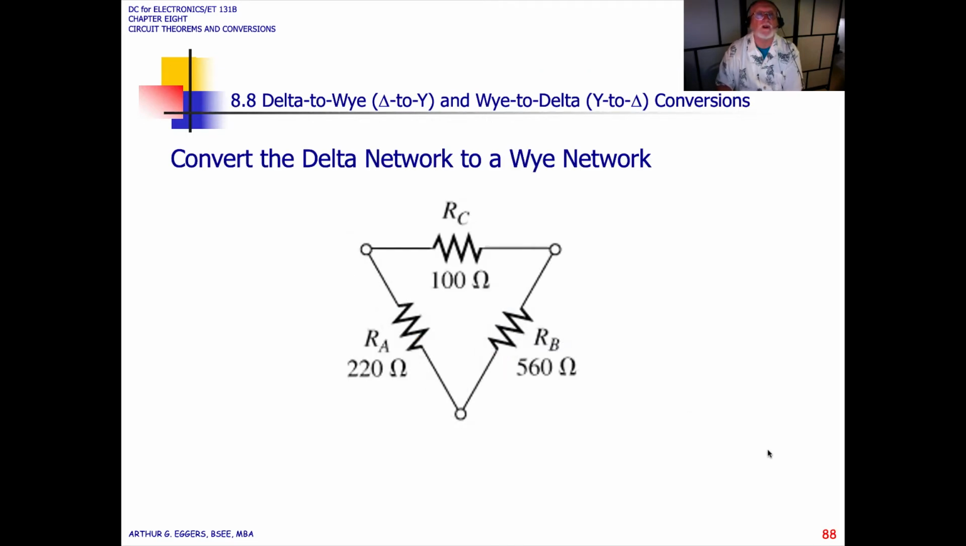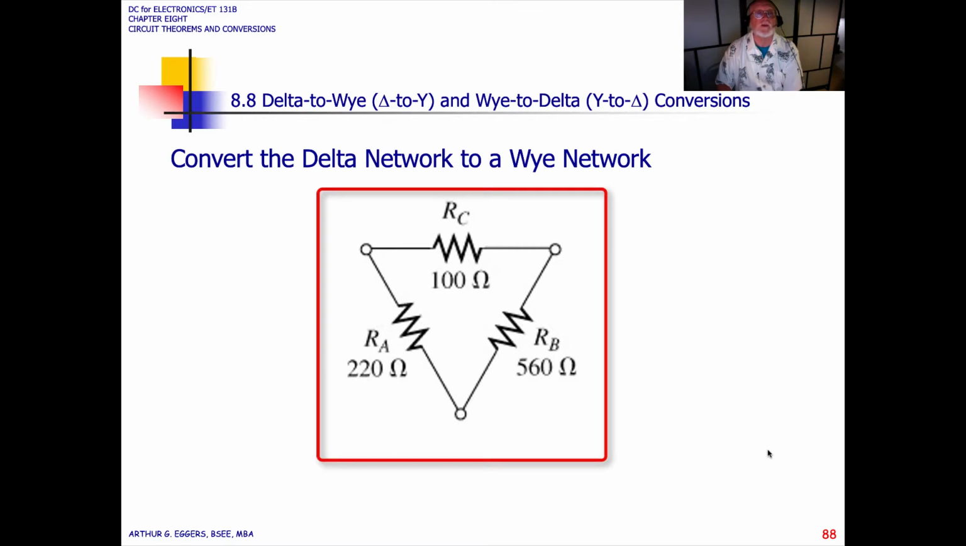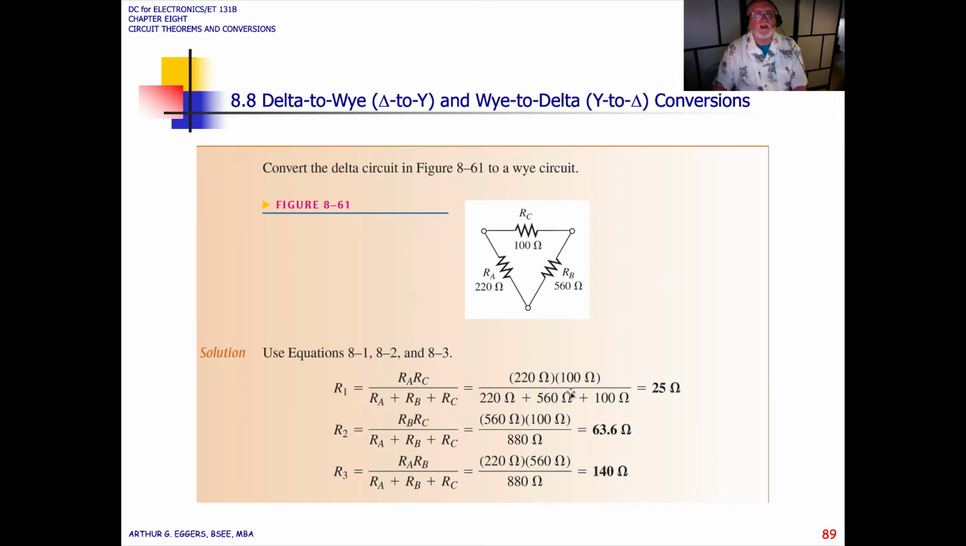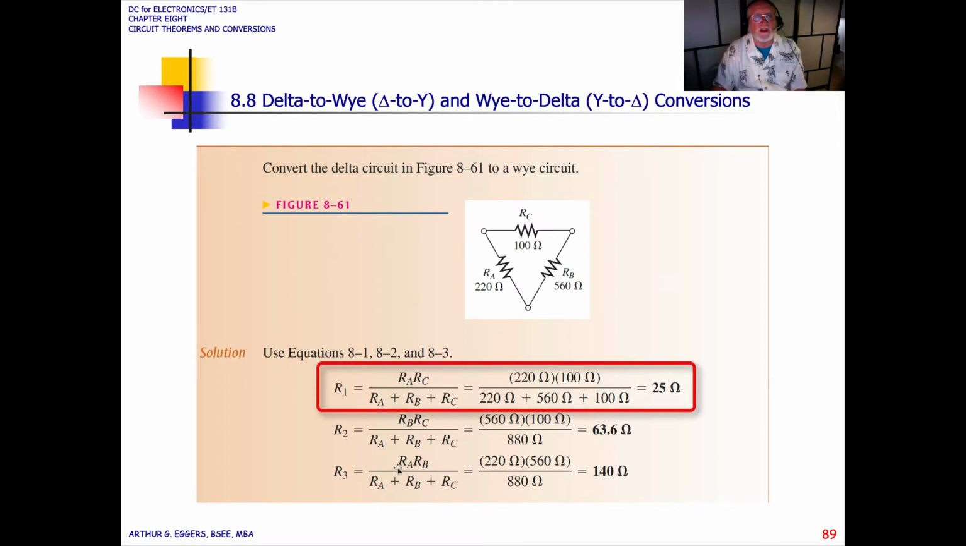Okay, so we're going to do a conversion here as an example. It's right out of your text. Convert the delta network to a Y network where we have 3 resistors, 100 ohm, 220 ohm, and 560 ohm. If you take a look in your text, you'll see that there are 3 canned relationships that allow you to solve for R1, R2, and R3.